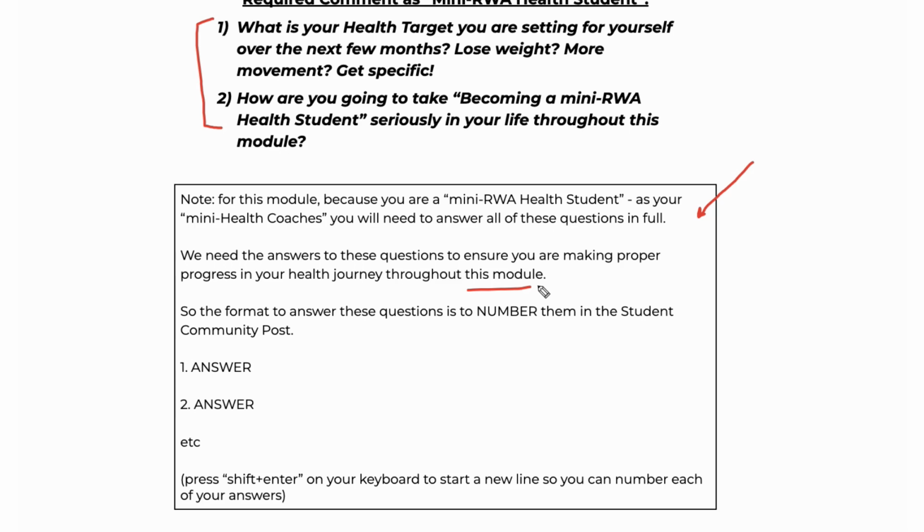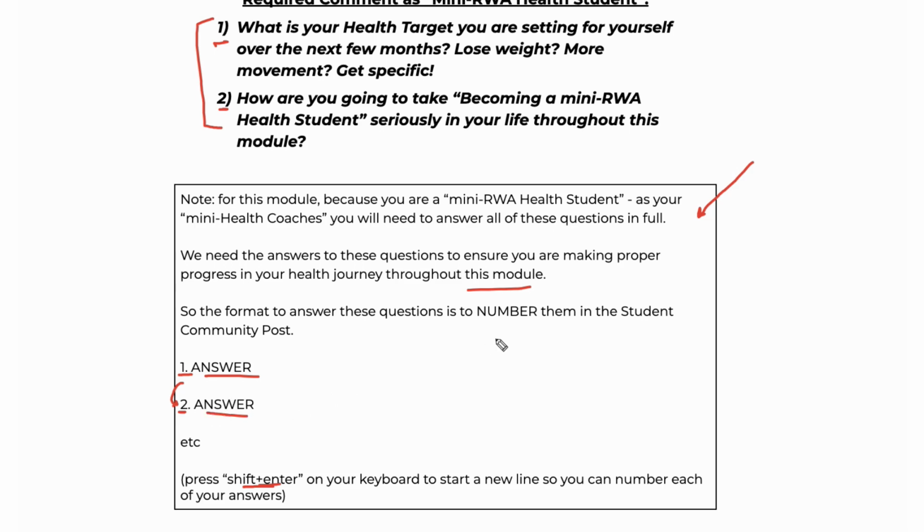And so the format to answer these questions is that you're going to number them underneath the student community post inside of your comment. Okay, so what you're going to do is write 1, have your answer there, and then hit Shift Enter on your keyboard, and that's going to create another line. Then within the same comment on another line, you're going to have number 2, right? So number 1, and then number 2, and then you're going to have your answer on there.